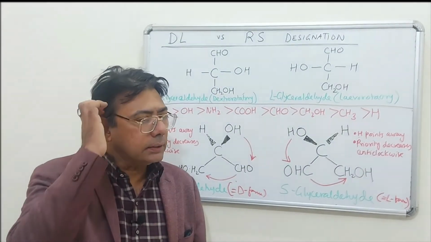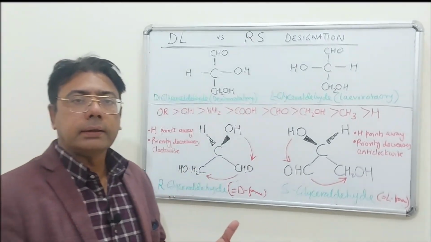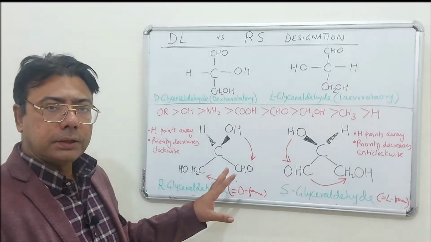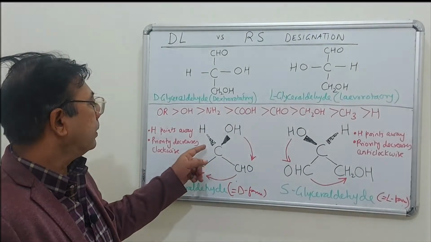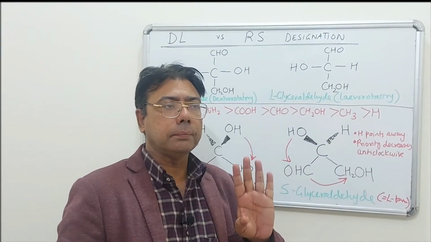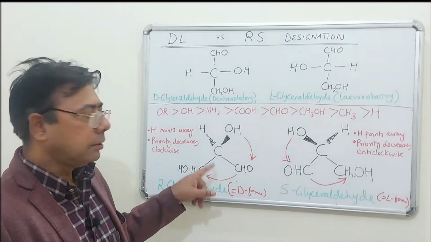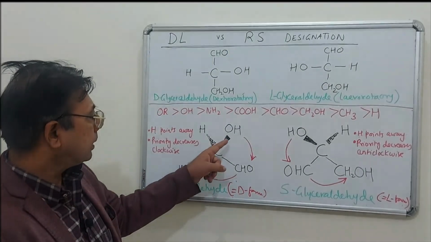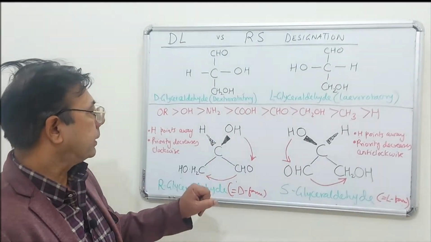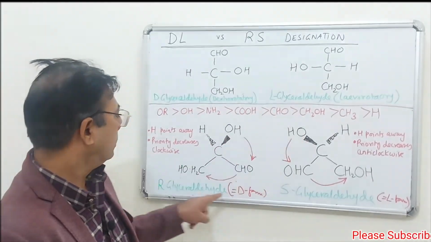While designating R and S structures, we consider the tetrahedral structure of glyceraldehyde. So think of this tetrahedral structure and keep the group with least priority, in this case hydrogen, pointing away from us, and then we see the orientation of the remaining three groups. When H is pointing away from us, the remaining groups are OH, CHO and CH2OH. Now we see that they fall in this hierarchy: OH is higher relative to CHO, which is higher relative to CH2OH.